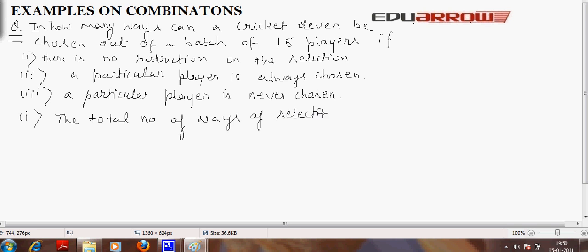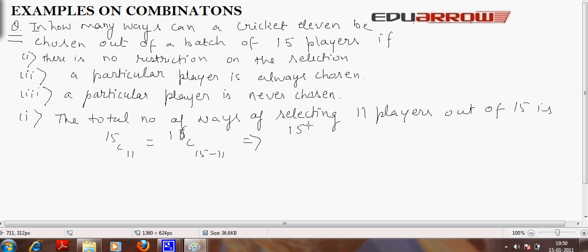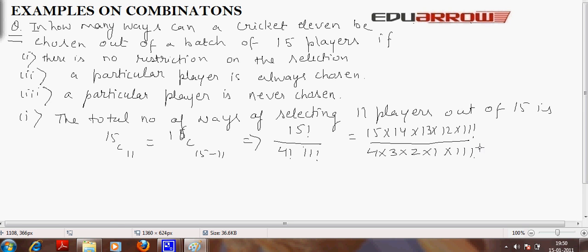of selecting 11 players out of 15 is 15C11, which is equal to 15C(15 minus 11), as we noted nCr is equal to nC(n minus r), by applying this property. This implies 15 factorial divided by 4 factorial into (15 minus 4) factorial, which is 11 factorial. Now after solving this, we get 15 into 14 into 13 into 12 into 11 factorial divided by 4 into 3 into 2 into 1 into 11 factorial. 11 factorial will be cancelled out by 11 factorial. By multiplying and dividing these terms, we get 1365.